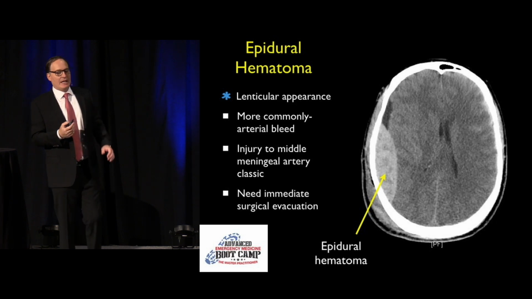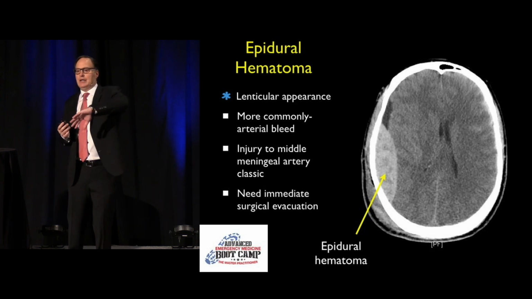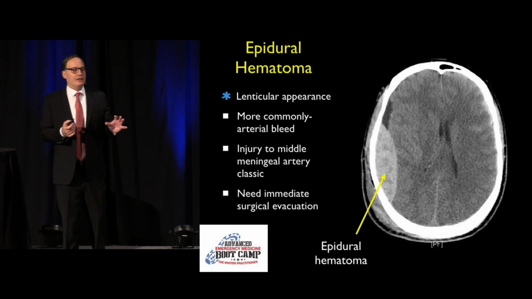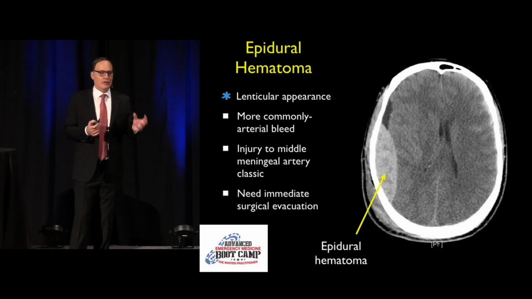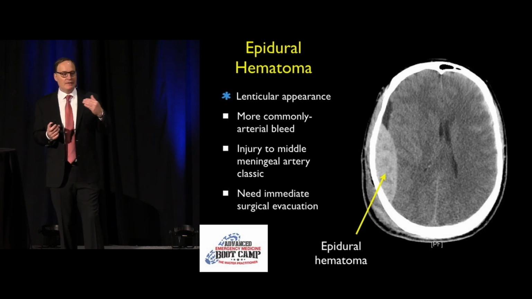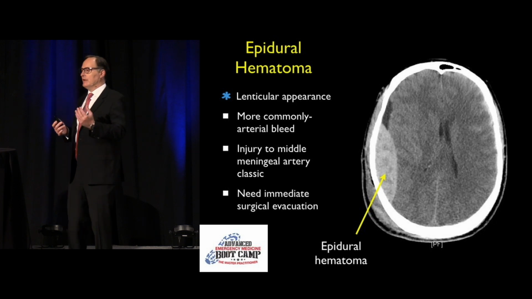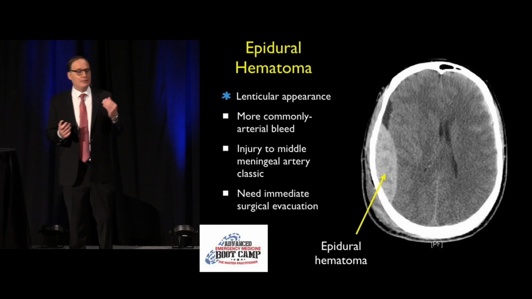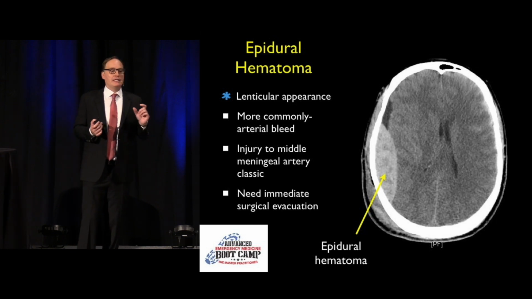Well, the difference is that notice it has a very lens-like appearance. Do you see the way it's kind of bulging out? And this is really bad news because normally this is an arterial bleed, and it usually occurs due to a fracture of the skull with laceration of the middle meningeal artery. And so it's a high-pressure bleed, and this one is a ticking time bomb.